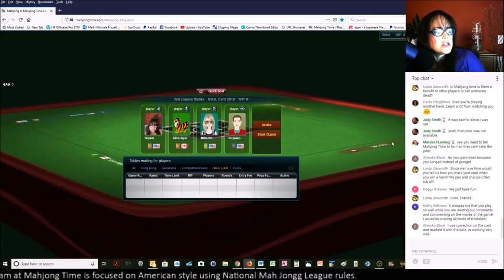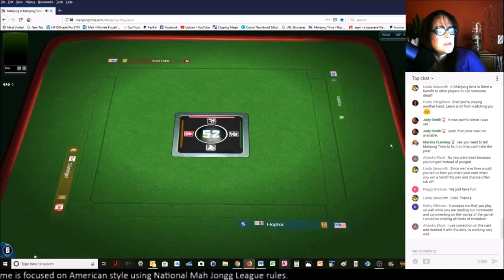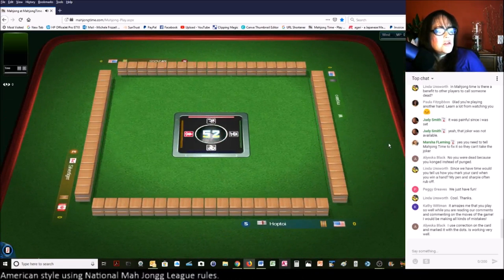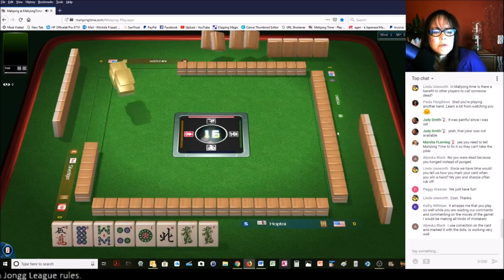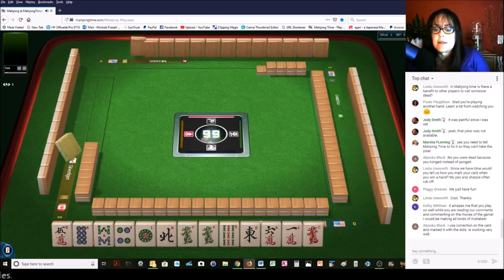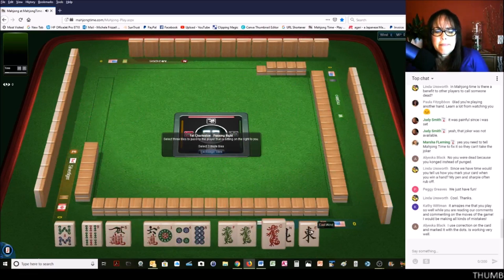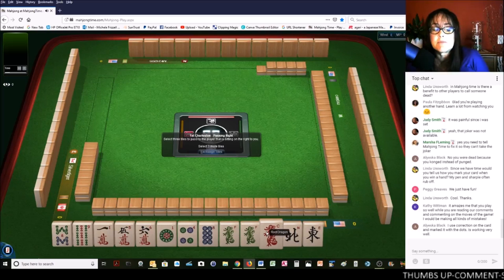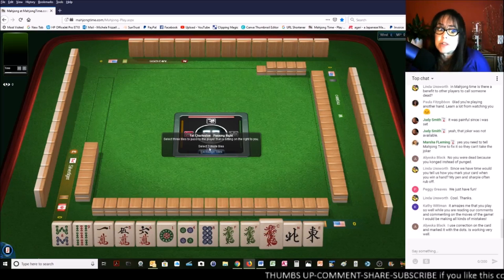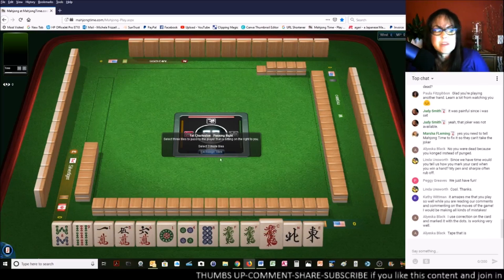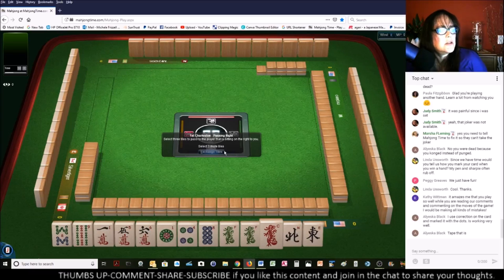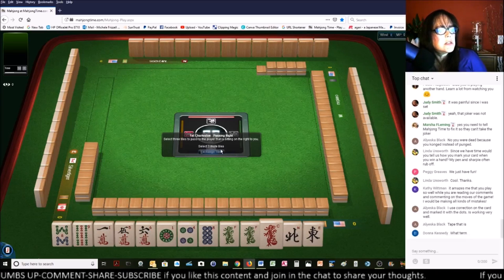I use correction on the card and mark it with dots. You use correction? What does that mean? I don't know what that means. Okay, let's see if we can have a good hand here to redeem that boo-boo. I can't believe I did that, because I was one away from ready, even though I needed jokers, because my fives were out, so I needed jokers. You use correction tape on the card.